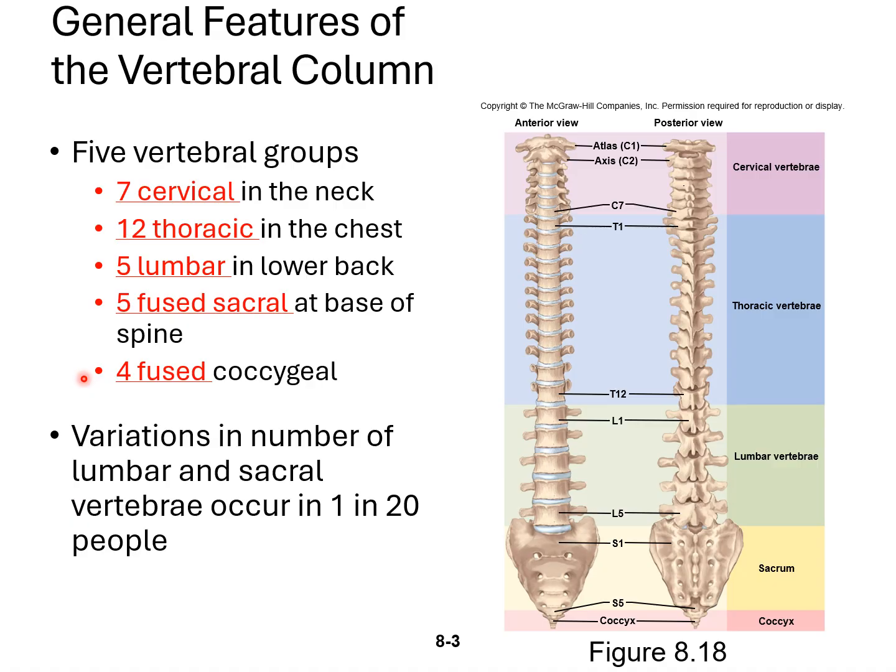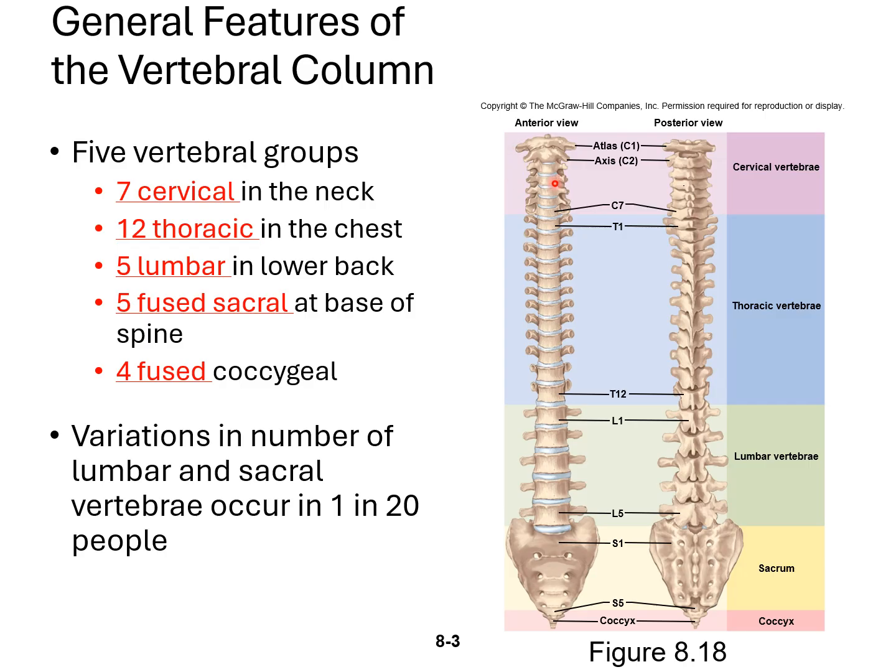So 1 in 20 people might have an extra lumbar or sacral. They might have one less lumbar or sacral. But for the most part, most people are going to have 7 cervical, 12 thoracic, 5 lumbar, 5 sacral, and 4 fused. Memorize those numbers because these will be ingrained into your mind after this class, and you will need to memorize these for many other things in other parts of AMP1, nursing, or medical school.